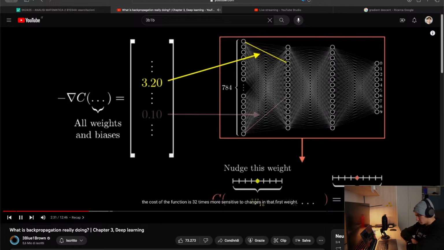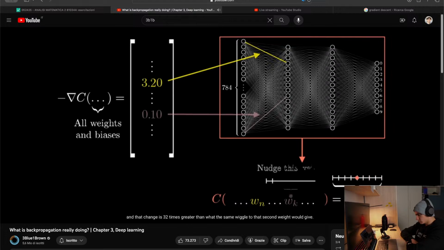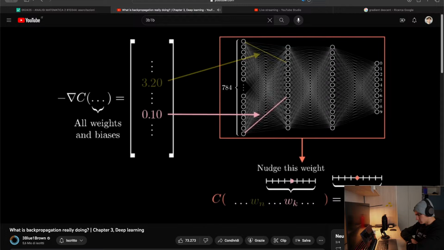The way you would interpret that is that the cost of the function is 32 times more sensitive to changes in that first weight. So if you were to wiggle that value just a little bit, it's going to cause some change to the cost, and that change is 32 times greater than what the same wiggle to that second weight would give.